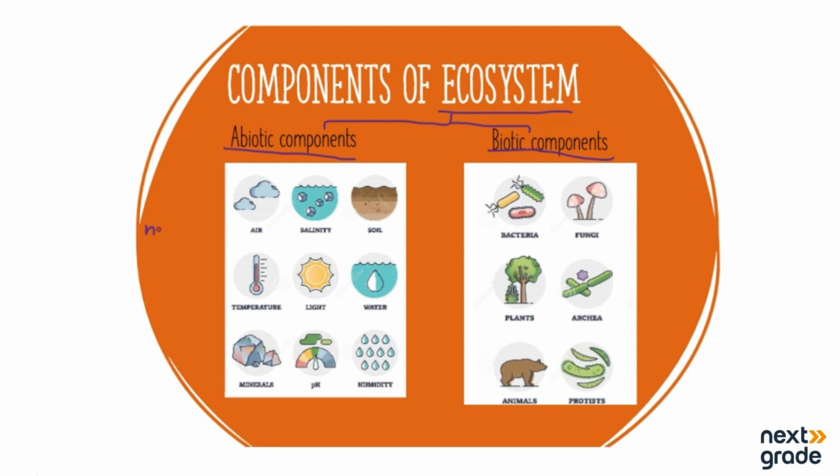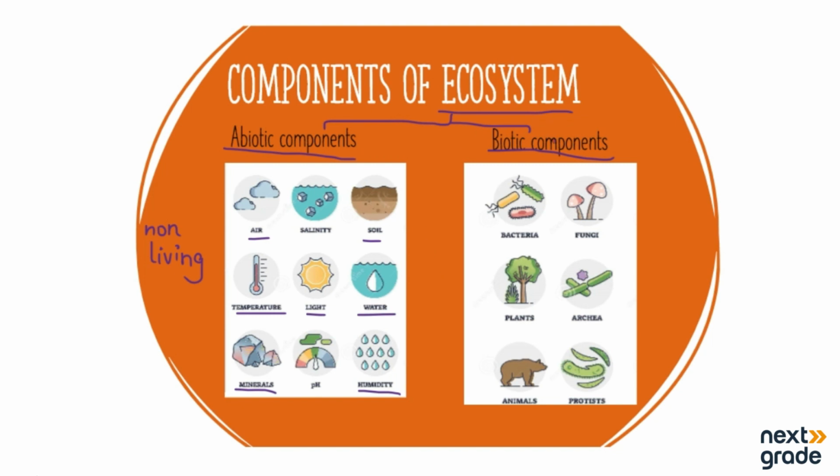ठीक है, ऐसे कंपोनेंट्स जो नॉन लिविंग हो उनको हम कौन से कंपोनेंट्स कहते हैं? एबायोटिक कंपोनेंट्स कहते हैं. The example is in front of you, that is air, temperature, light, soil, water, humidity, minerals. All these things are abiotic components.